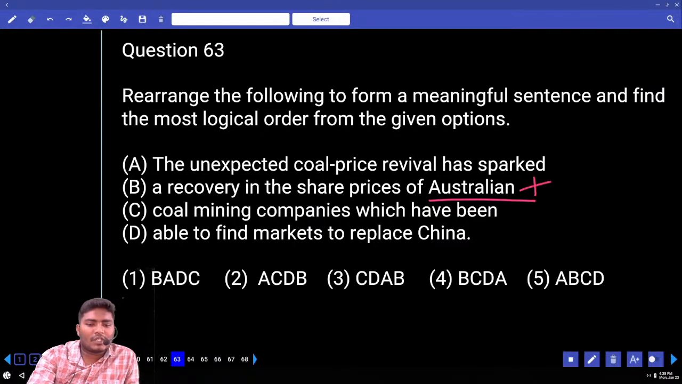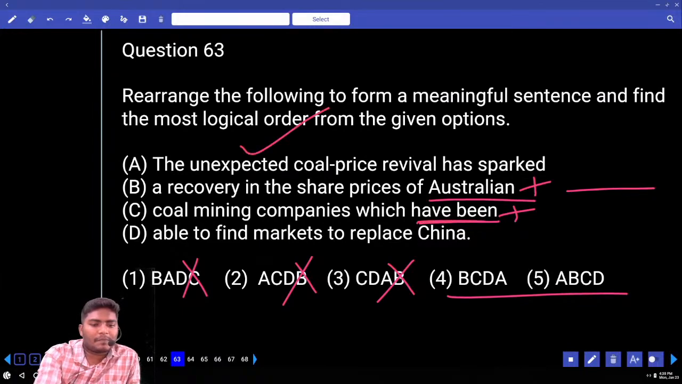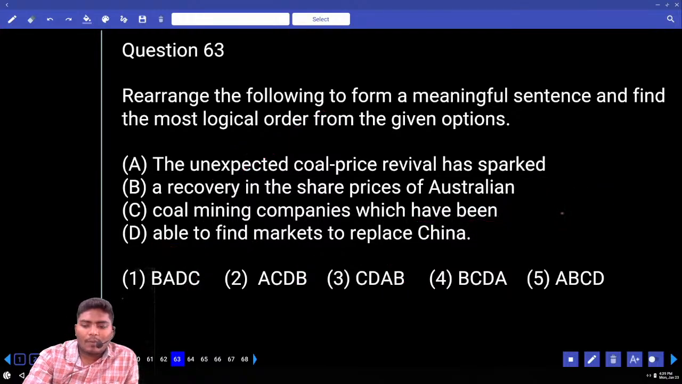We need continuation. That means B cannot be used at the ending. Eliminate 2, eliminate 3. Next, which have been. We need continuation or not? Yes. So can we eliminate one more option here? C is out. Now your answer is 4 or 5. Now, which have been. Tell me the continuation. Which have been the unexpected. Which have been a recovery. Which have been able to find. Tell me your answer. Which have been able to find.